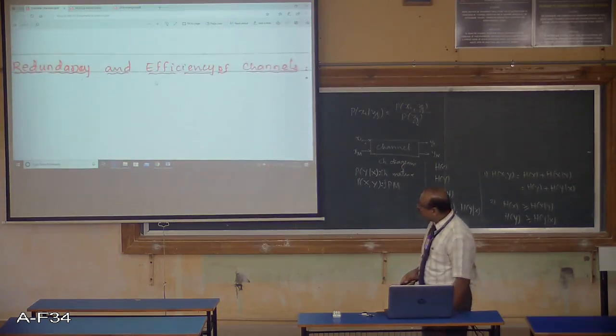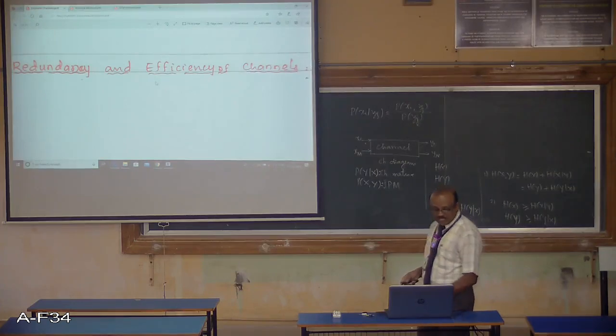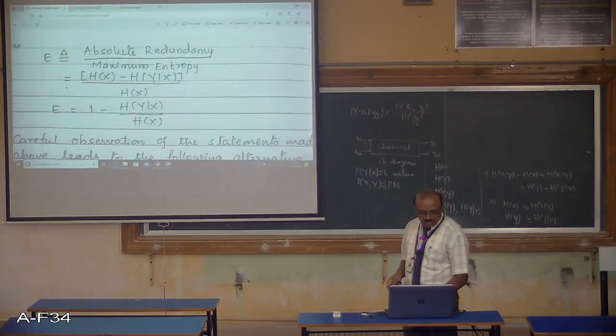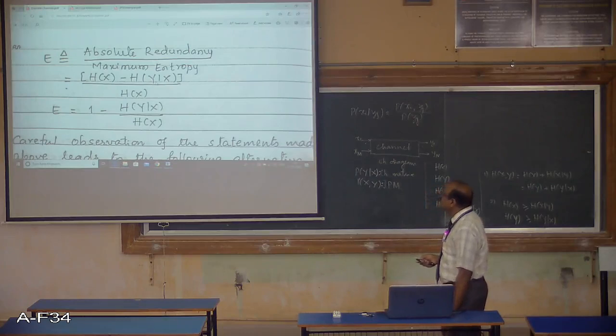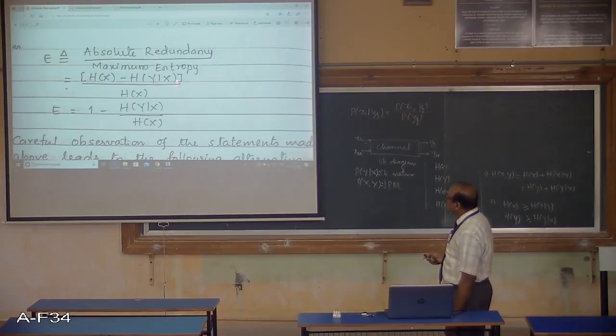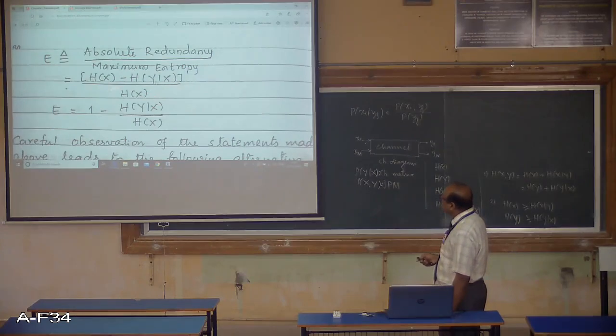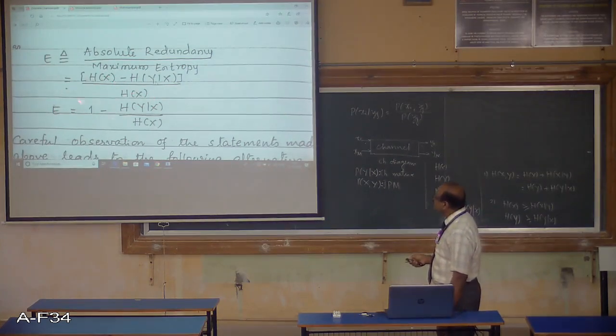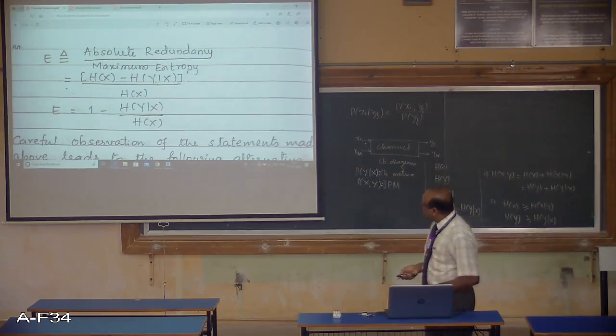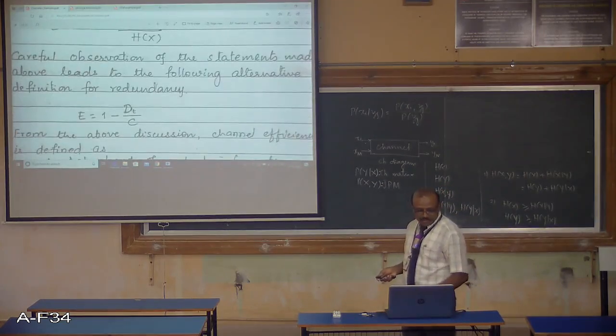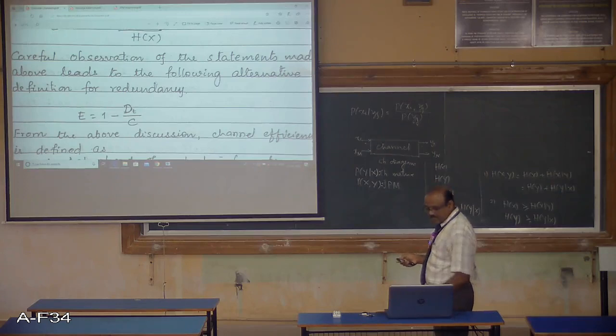So two more parameters, redundancy and efficiency of channels, given by the relations. Redundancy is given by absolute redundancy divided by maximum entropy at the input side, which is H(X). Absolute redundancy is given by H(X) except for arguments, divided by H(X). So mathematically it is 1 minus this ratio.